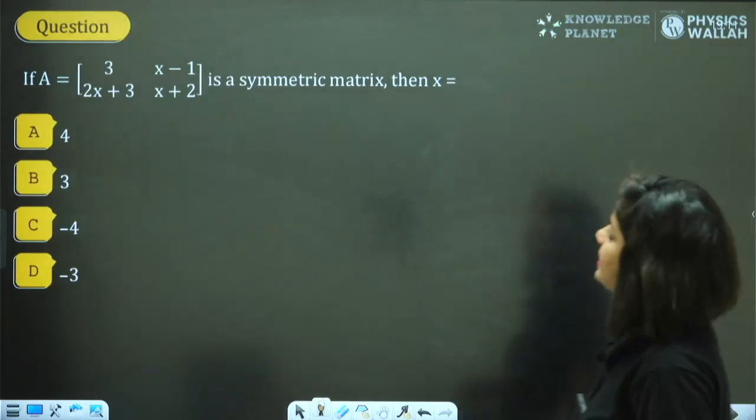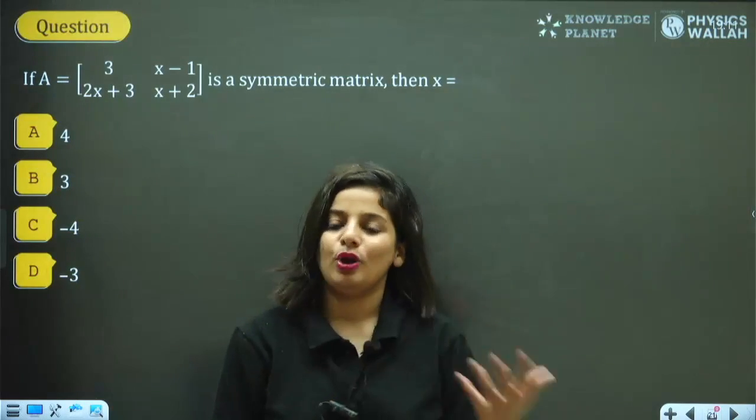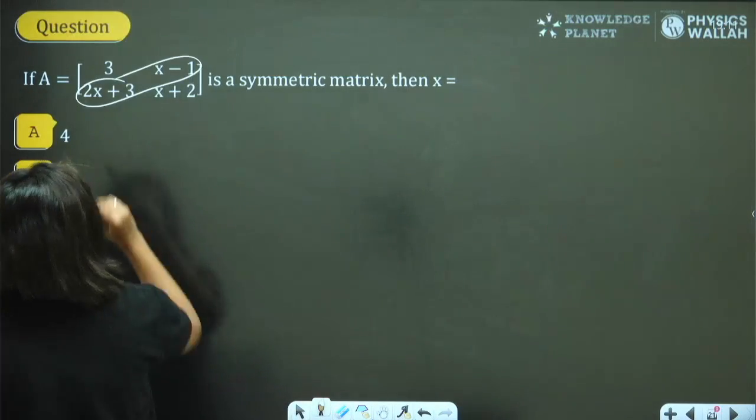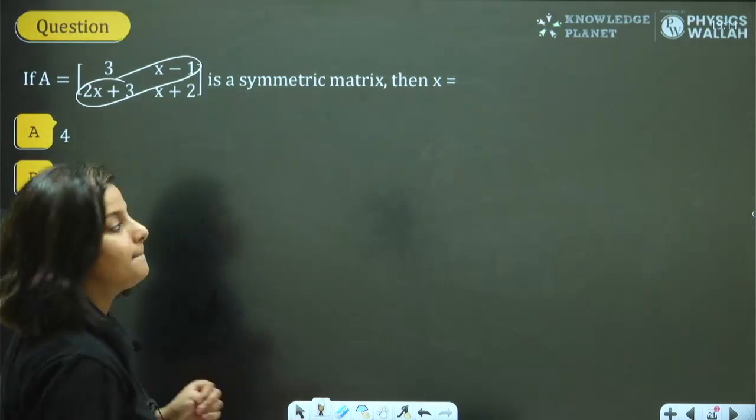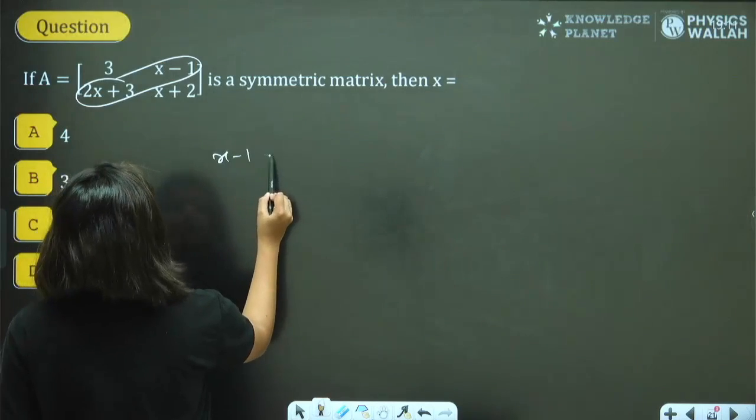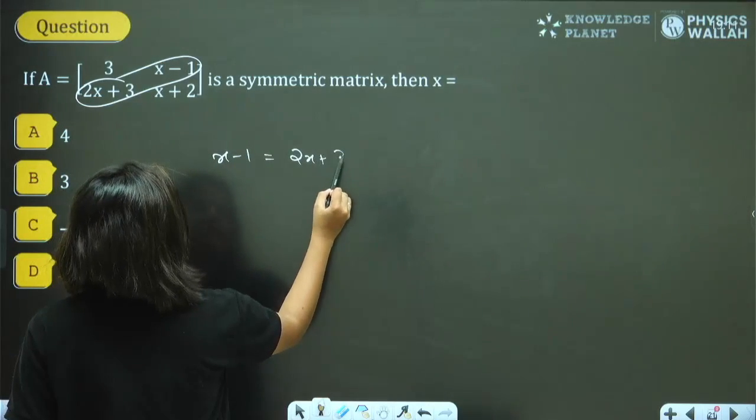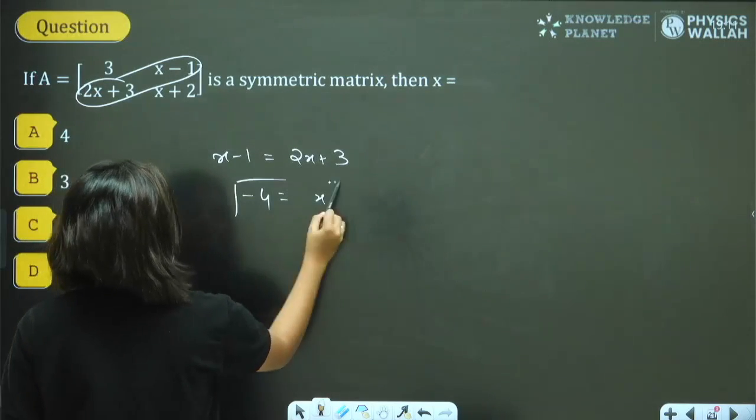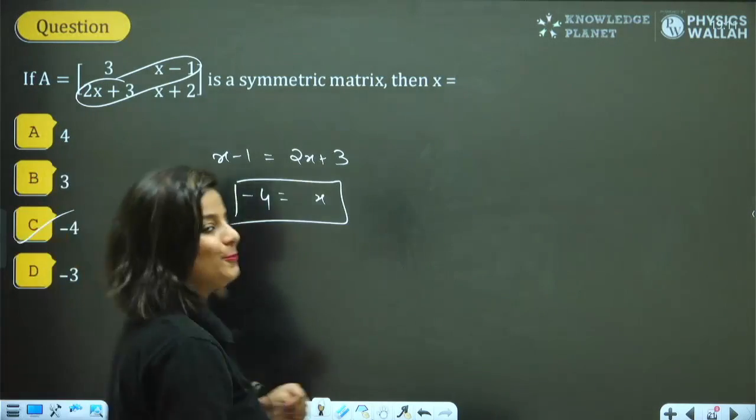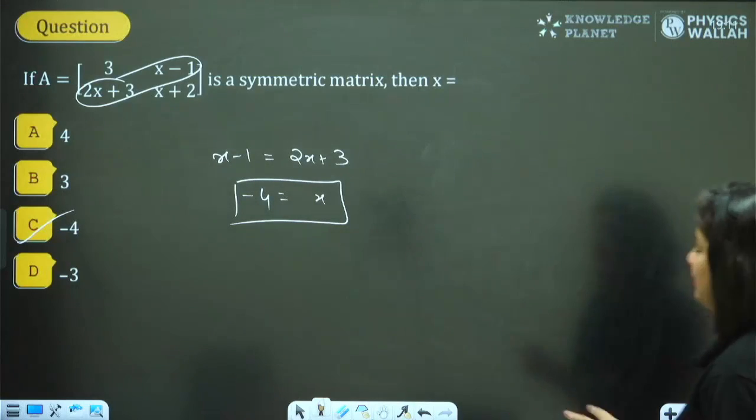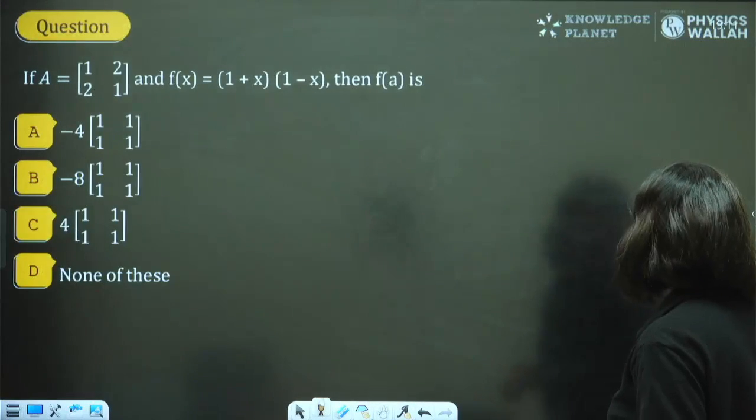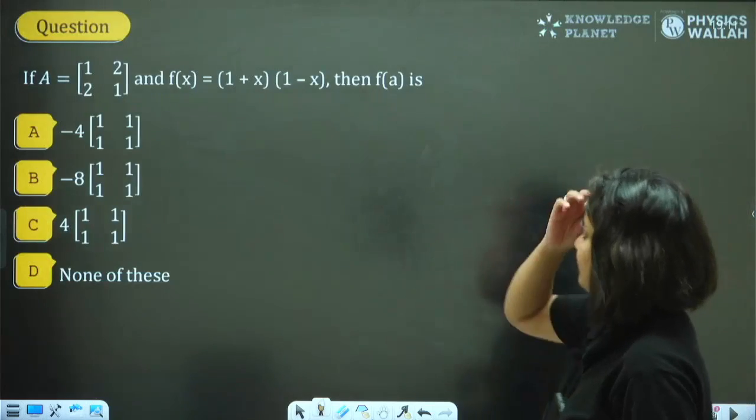We'll go to this. If A is a symmetric matrix, then what is the value of X? If A is a symmetric matrix, then these two elements should be equal. X minus 1 should be equal to 2x plus 3. 2x minus x is x. Minus 1 minus 3 is minus 4. X is minus 4. Option C. You must be wondering why I skipped the previous question. It's a little lengthy. And let's see if we get some time for that.